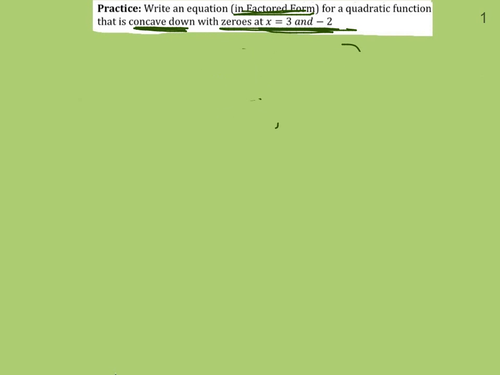So I know that the factors, if the zeros are at 3 and negative 2, must be x minus 3 and x plus 2. Okay, now the other piece of information that tells us it's concave down has to do with whether it's a positive or a negative function.